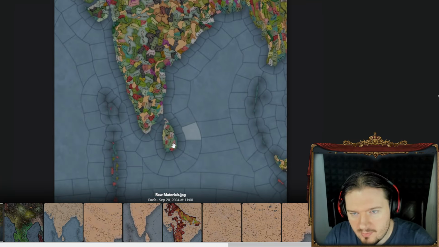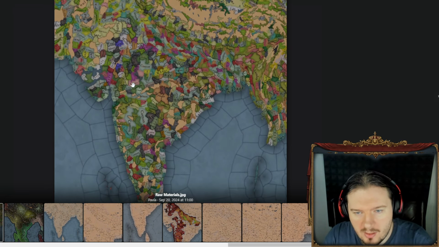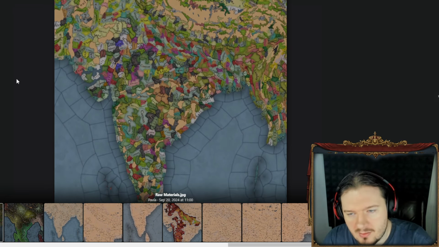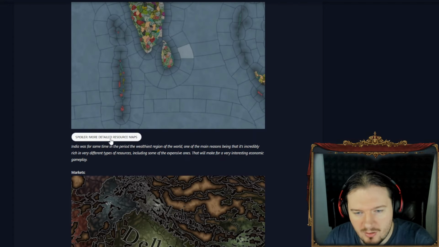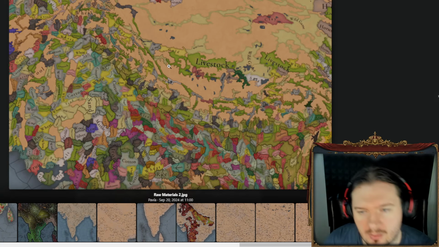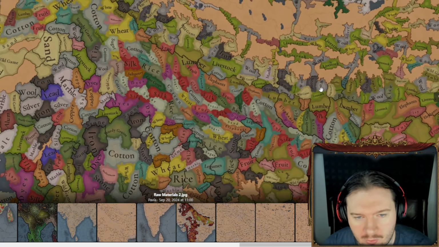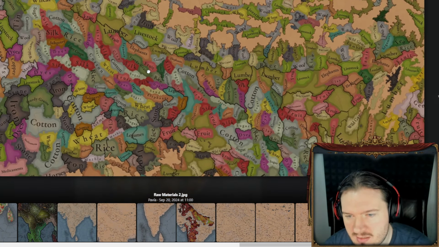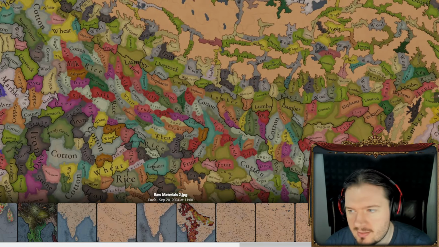I think this here is medicaments, so we're happy there. Yes, it is. But yeah, I think it is better if we have a look at some of the more detailed maps where we can zoom in a bit more and have a look around. But yeah, the amount of iron I am seeing in India is crazy. Absolutely crazy. I love that.